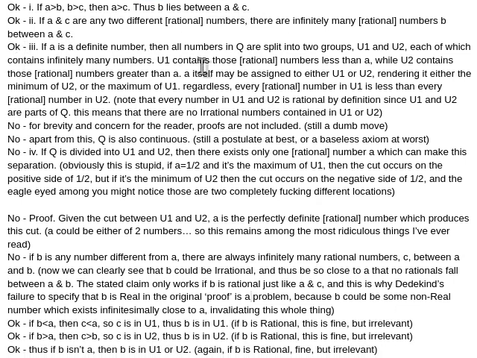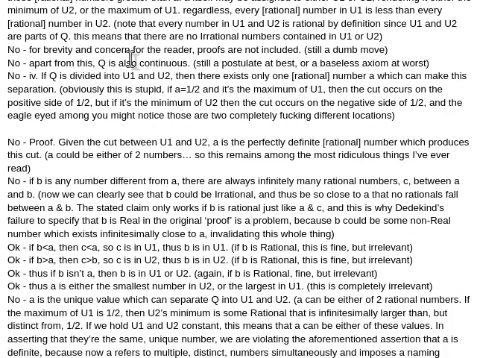3. If A is a definite number, then all numbers in Q are split into two groups, U1 and U2, each of which contains infinitely many numbers. U1 contains those rational numbers less than A, while U2 contains those rational numbers greater than A. A itself may be assigned to either U1 or U2, rendering it either the minimum of U2 or the maximum of U1. Regardless, every rational number in U1 is less than every rational number in U2. Alright? Note that every number in U1 and U2 is rational by definition, since U1 and U2 are parts of the rational numbers. This means that there are no irrational numbers contained in U1 or U2. This detail is important.